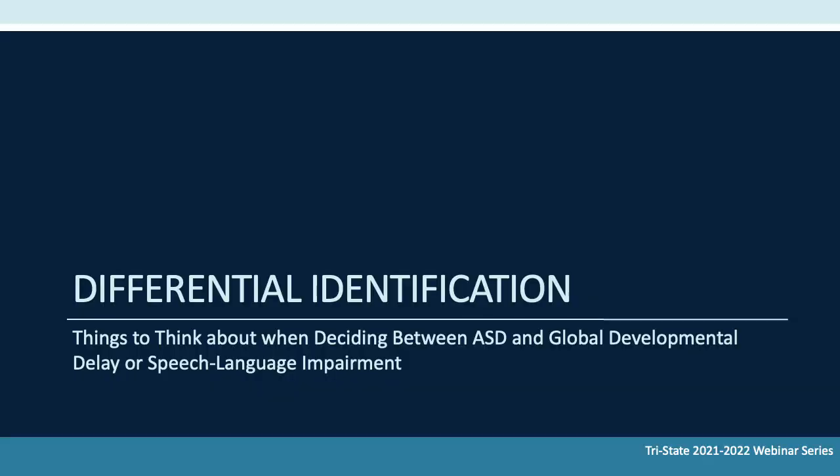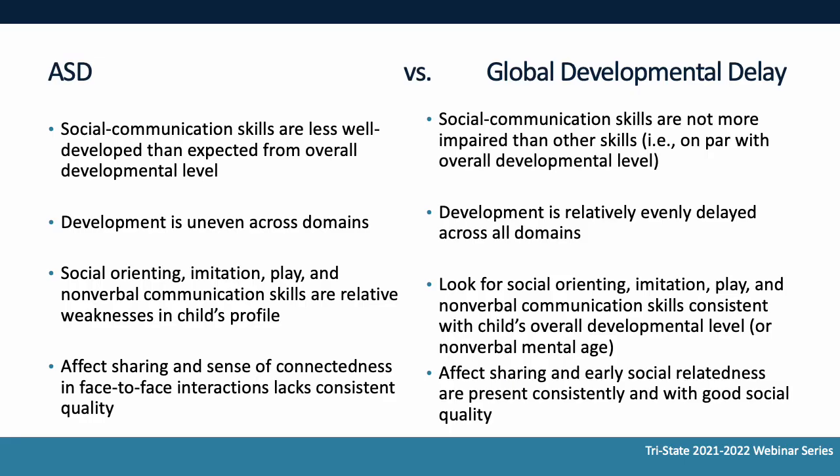So now in this final part, I'd like to just very briefly go over some of the ways that you can tell the difference between an autism spectrum disorder and 2 other developmental conditions: a global developmental delay, where skills are evenly behind, or a speech language impairment. And this will be very brief, but we'll touch on it more when we get to part 2 and discuss the different tools that will help us with this differentiation.